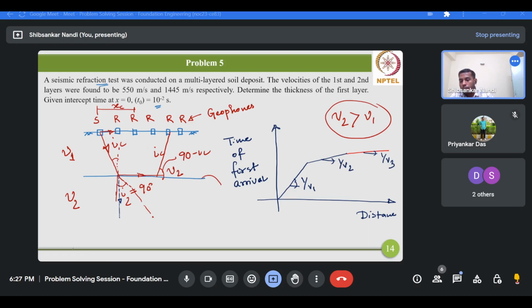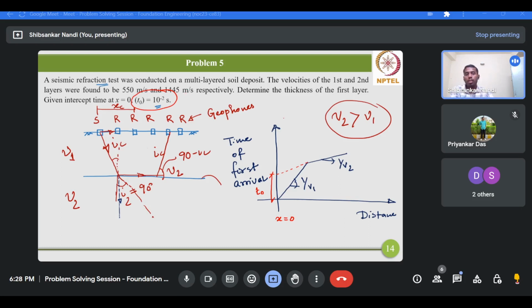Okay, suppose for this problem this third layer is not there, only two layers. If you extrapolate, if you extend, this is the intercept time t0 at x equals 0, and this information is given to this problem. t0 is 10 to the power minus 2 seconds, and V1, V2 are also given to you as 550 meter per second and 1445 meter per second.